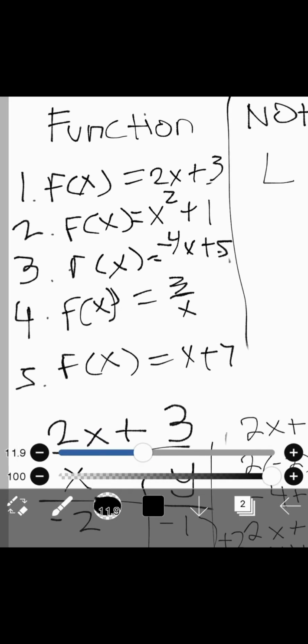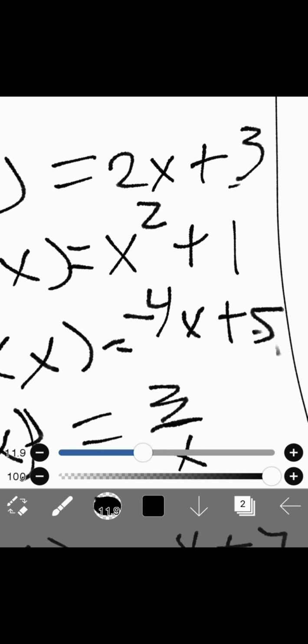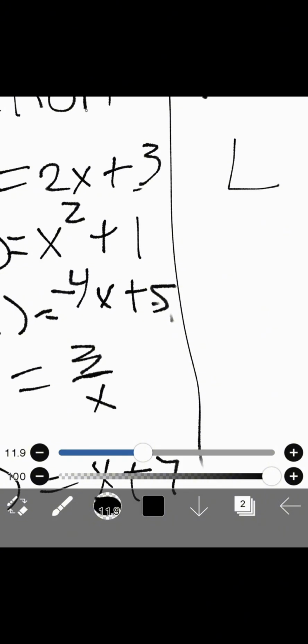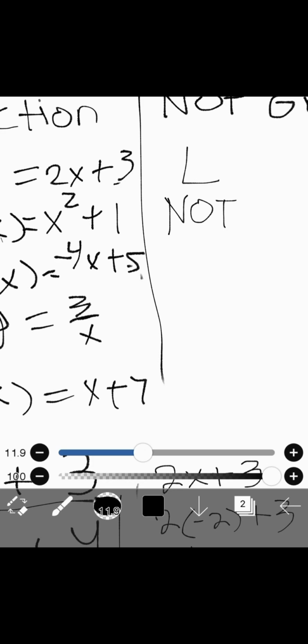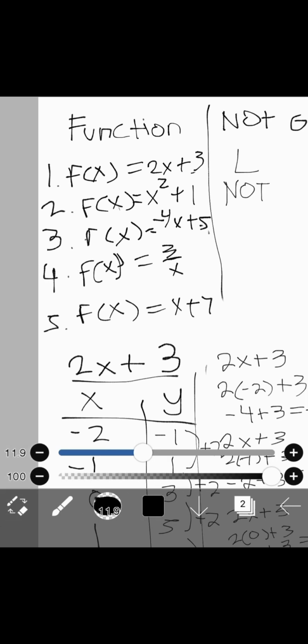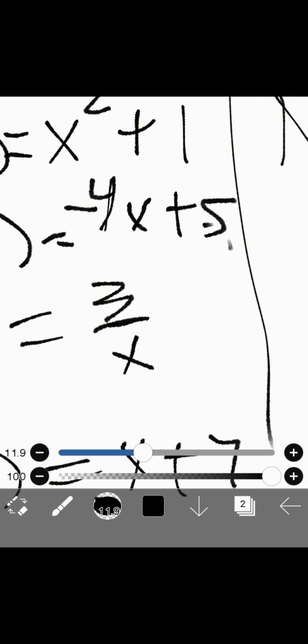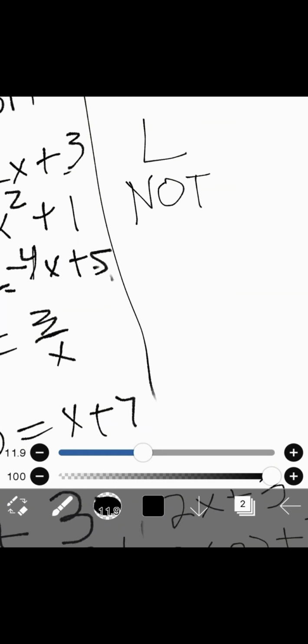Now for the second one, f of x is equal to x squared plus 1. Like we said, a linear function's variable should only have an exponent of 1. That's the highest it can go. So this is not a function. Our 3 is negative 4x plus 5. It has the slope and then the y-intercept. So we say that it is a function.